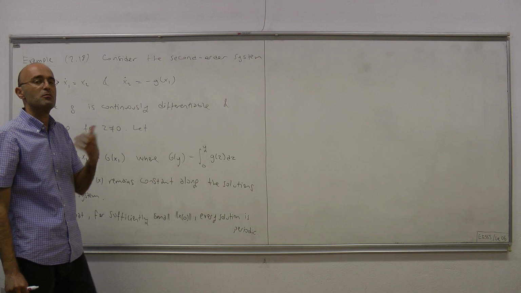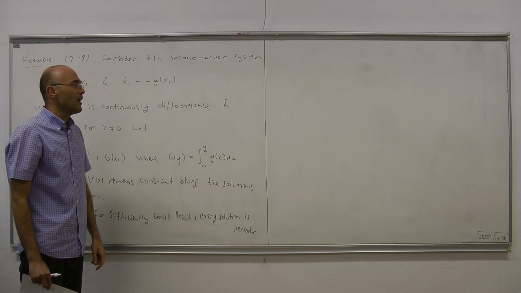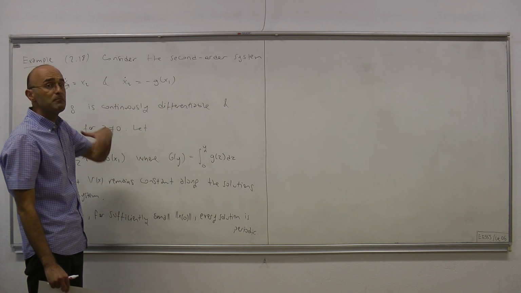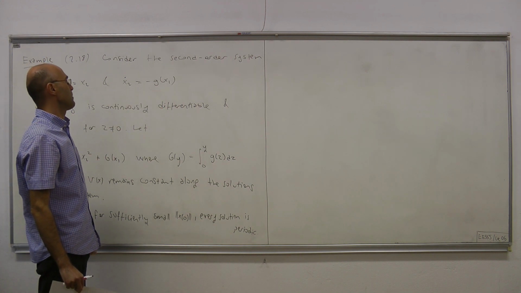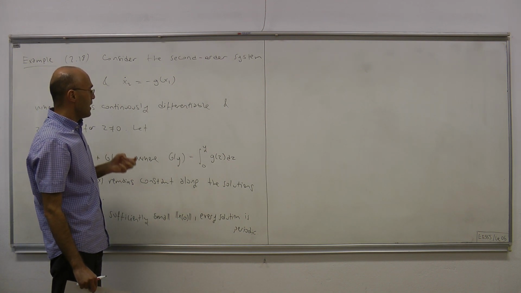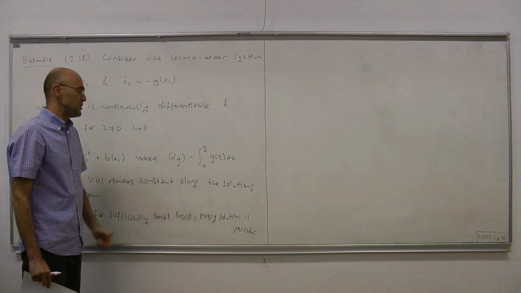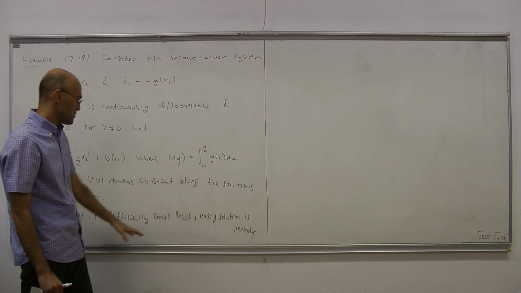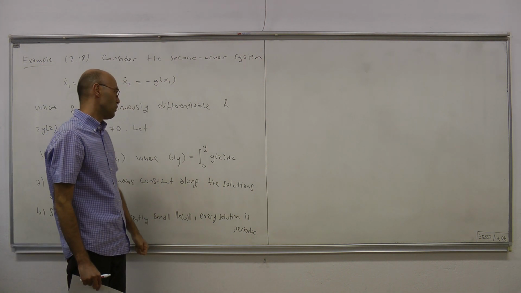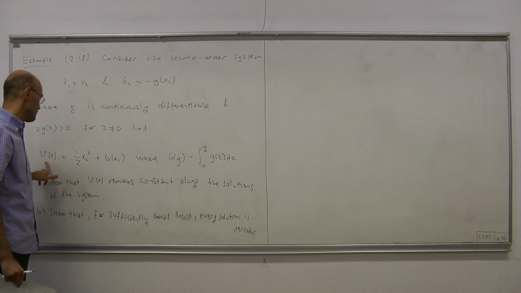And for the mass spring system or harmonic oscillator, we know that every solution is periodic. And in the generalization of that problem, we still try to show that the periodicity is conserved, at least for the solutions that start close enough to the origin. And we're going to do that with the help of this function, V of x.